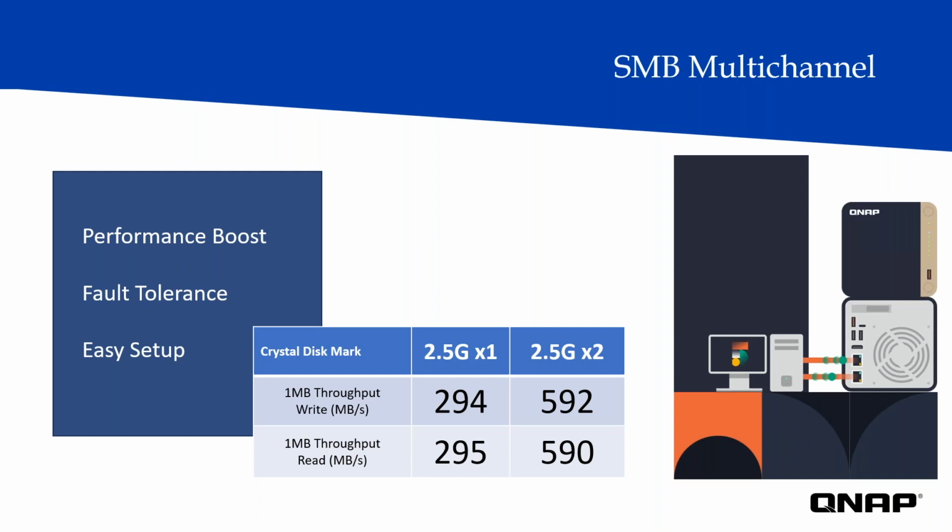One thing to keep in mind is that the client device connecting to the NAS must also be running a recent operating system to support SMB multi-channel as well. So for PCs, you'll need Windows 8.1 or later. For Windows servers, you would need Windows Server 2012 or later. And on Mac, you'll need macOS Big Sur 11.3.1 or later.